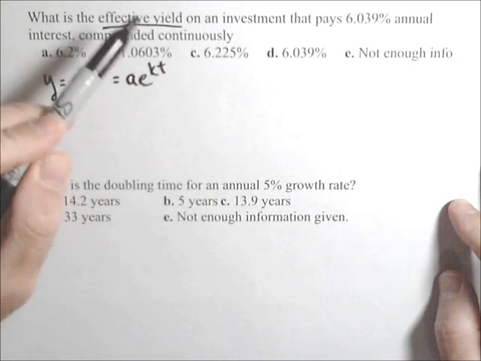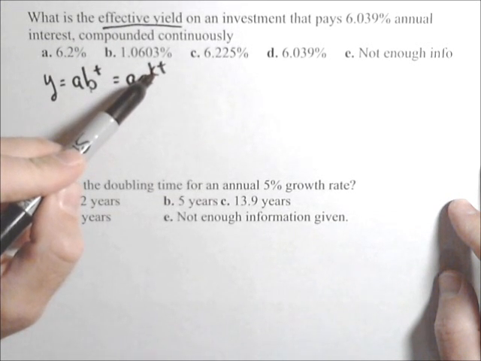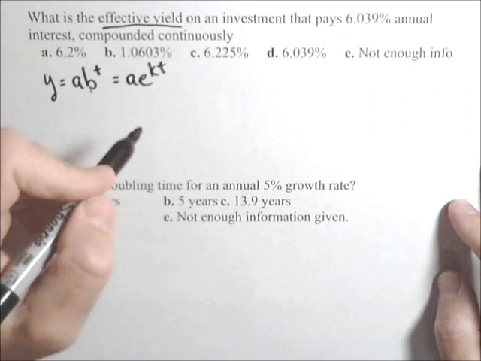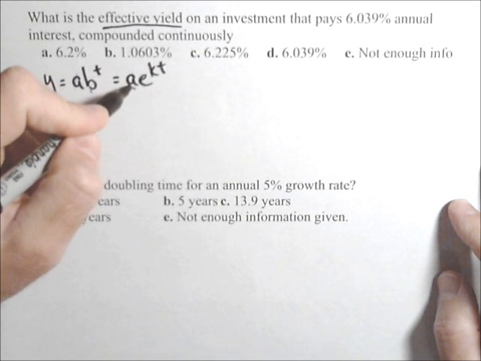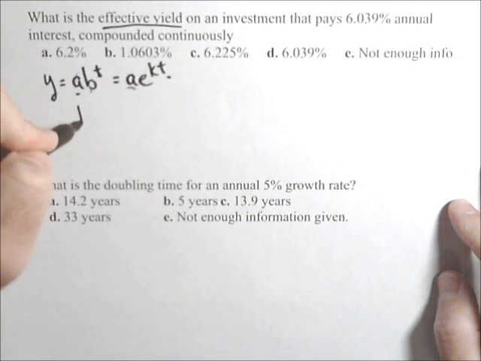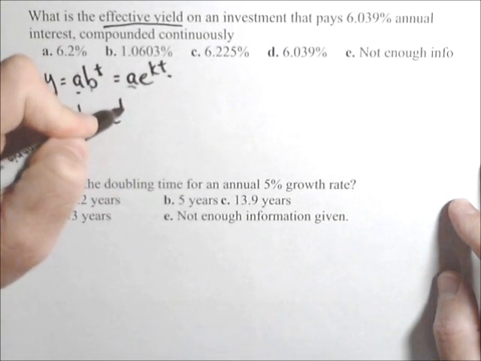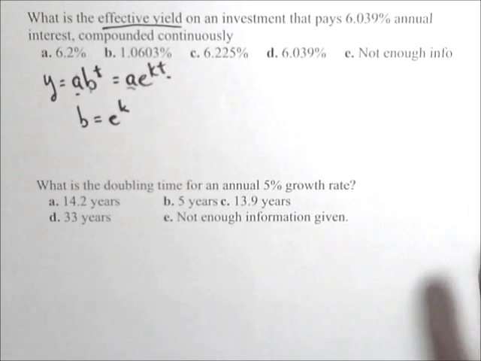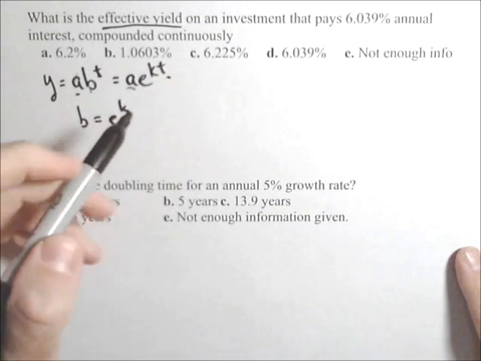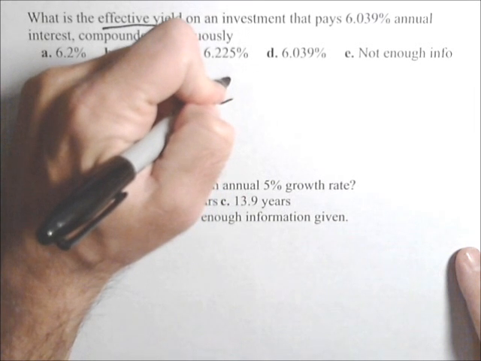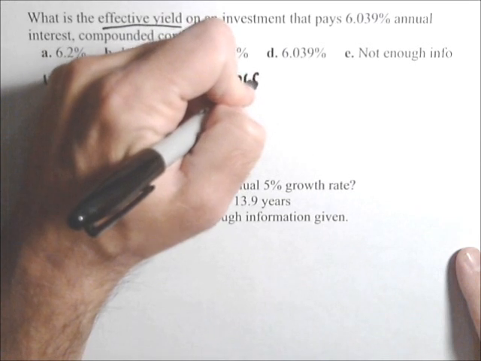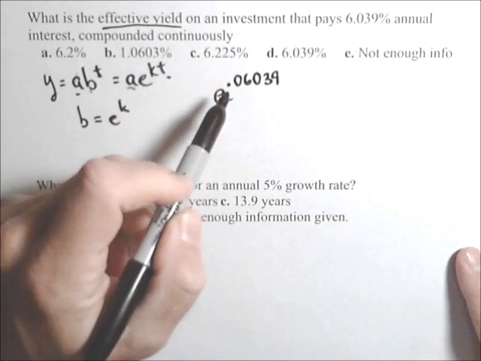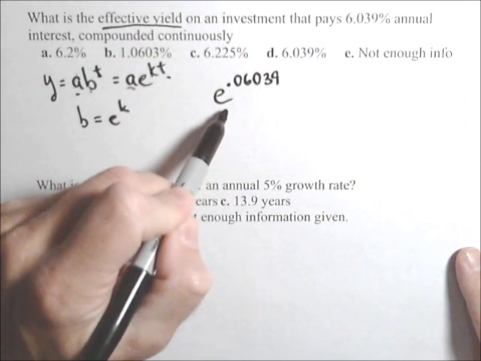This form is necessary especially for this problem because k is what we use when we have a continuous rate, which we do here. So the nice thing is the a's are the same and the t's are the same, so what we have is that b equals e to the k. So this e to the k is our base. So e to the point, don't forget to turn it into a decimal, 0.6039, that is our growth factor.